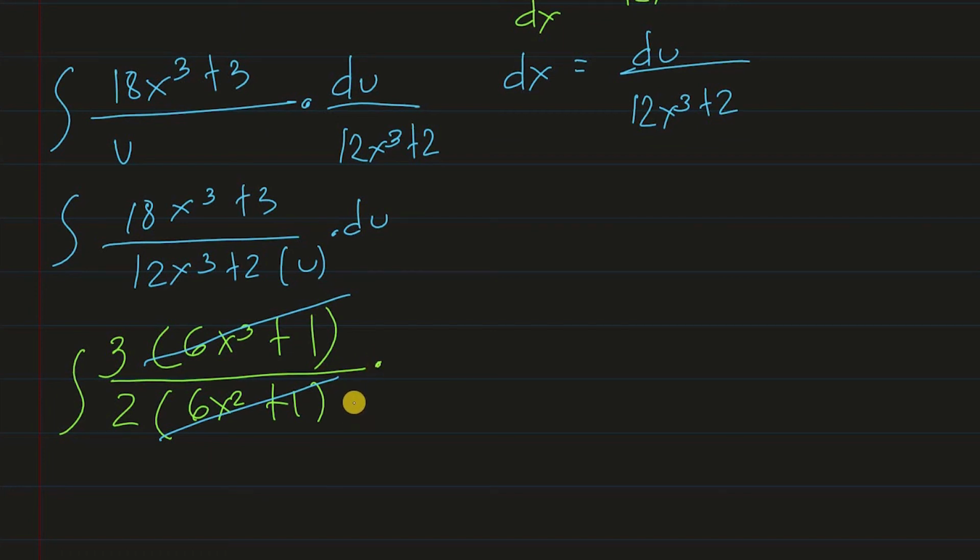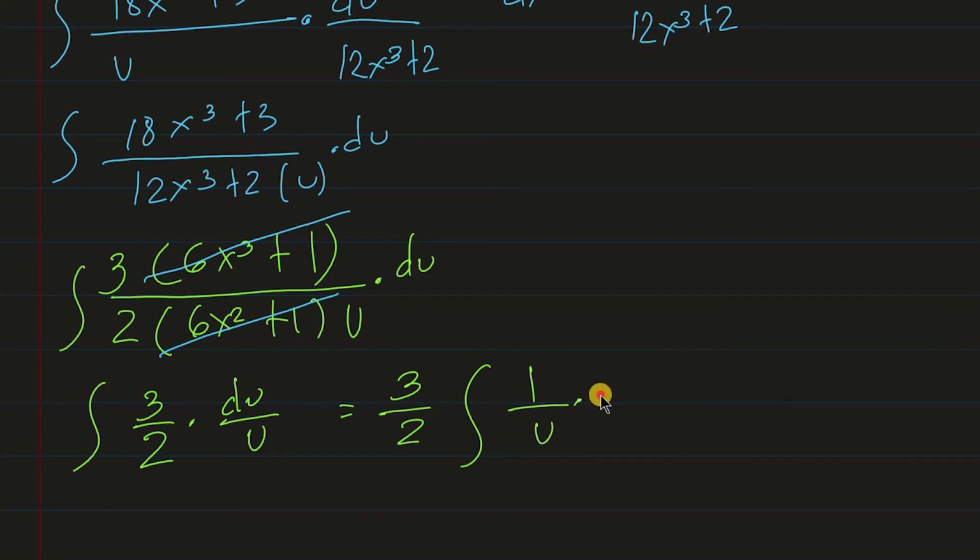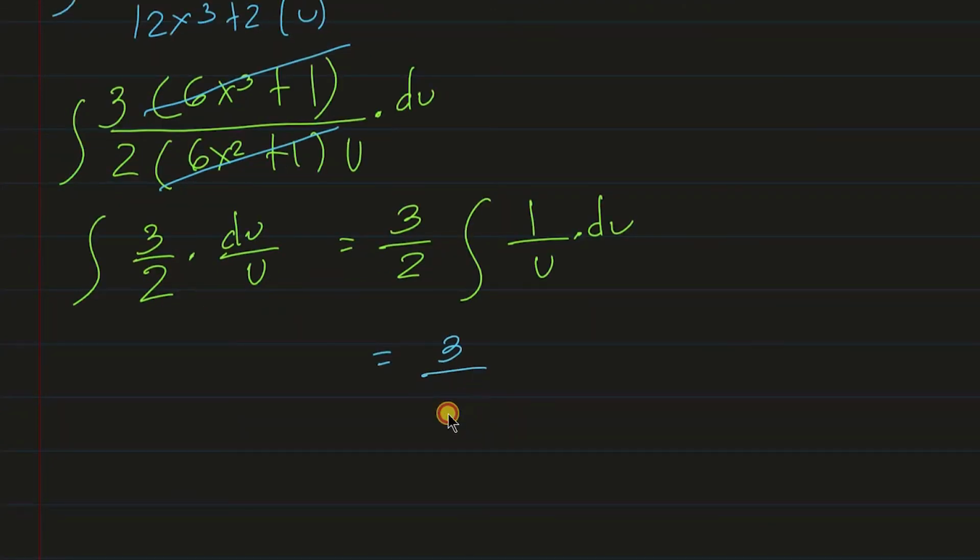Alright, so solve na natin to. Huwag niyong kakalimutan, meron pa tayong u dito, tsaka du. Rewrite natin para mas malinis. This would be, find the integral of 3 over 2 du over u. Labas muna natin yung constant, which is 3 over 2, and let's find the integral of 1 over u times du. Ang 1 over u natin is equal sa ln u plus c. Huwag niyong kakalimutan yan.